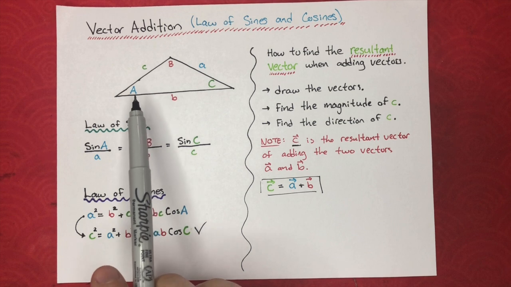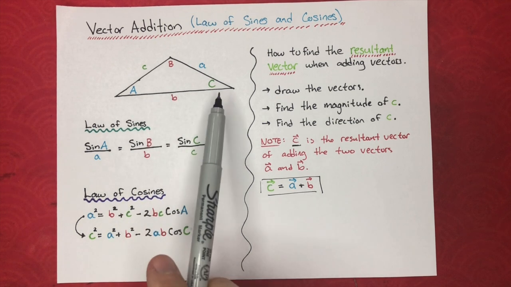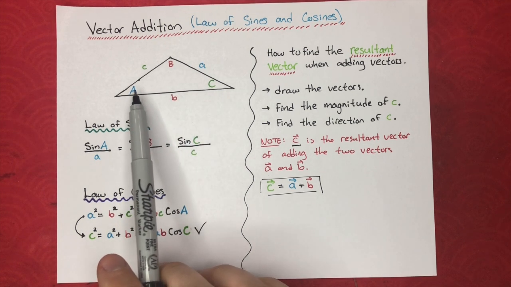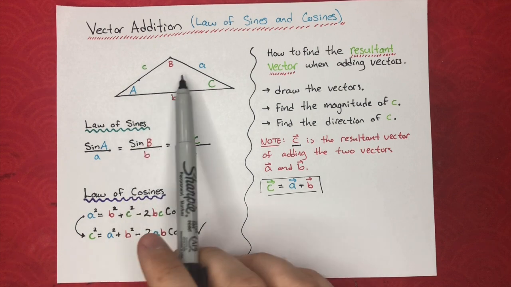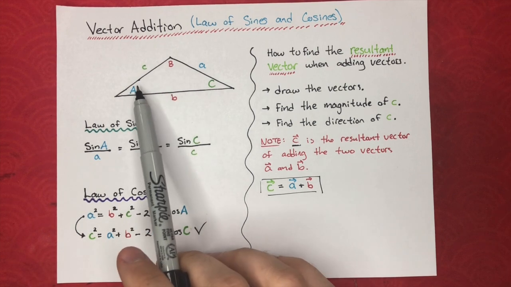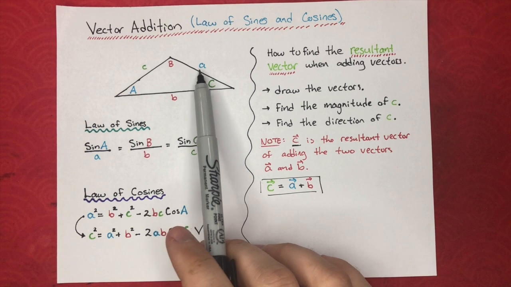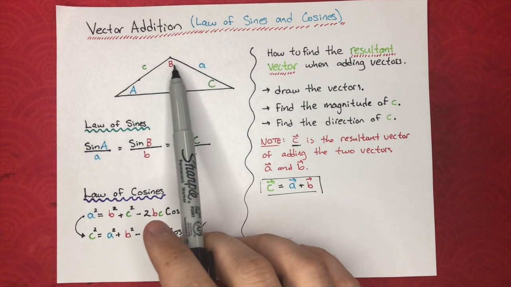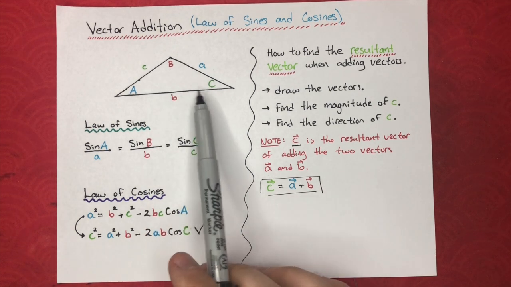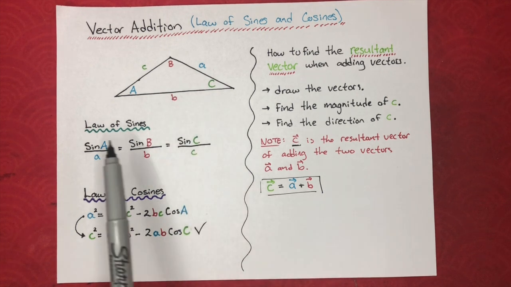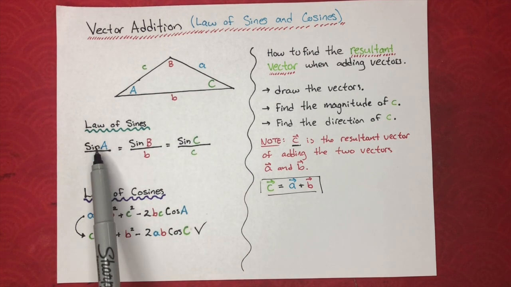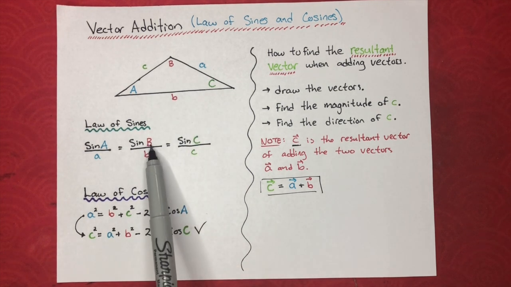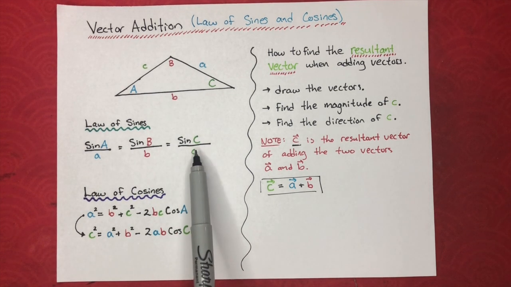This triangle has interior angles big A, B, and C, and each angle has a corresponding side, which is across from it. So the angle A has a corresponding side length little a, the angle B has a corresponding side length little b, and the same thing with C over here. Now the law of sines states that sine of A divided by little a is equal to sine of B divided by little b, which is equal to sine of C divided by little c.